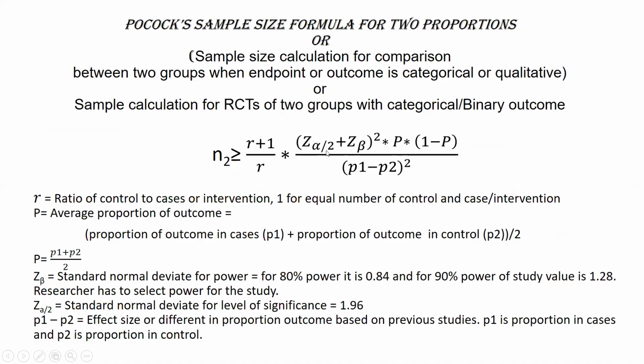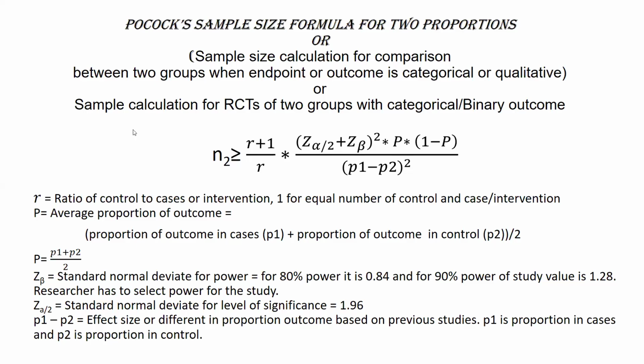So it is called the Pocock sample size formula for two proportions, or sample size calculation for comparison between two groups when the endpoint or outcome is categorical or qualitative. Or sample size calculation for RCTs of two groups with categorical or binary outcome. So this is the sample size formula. We will discuss it one by one.